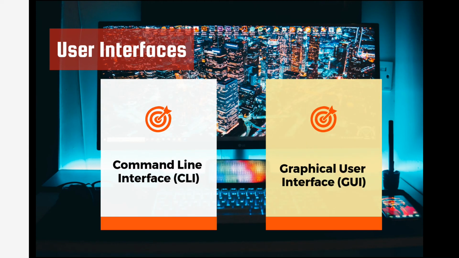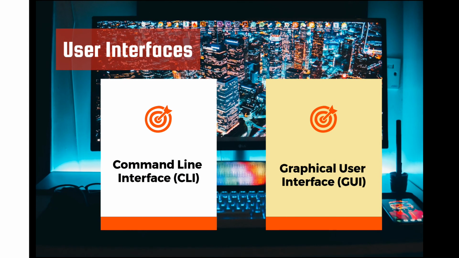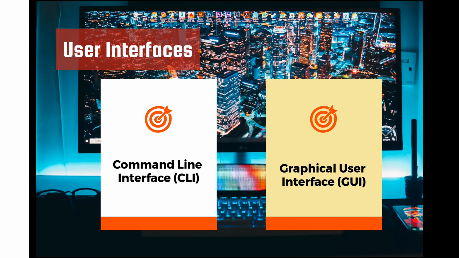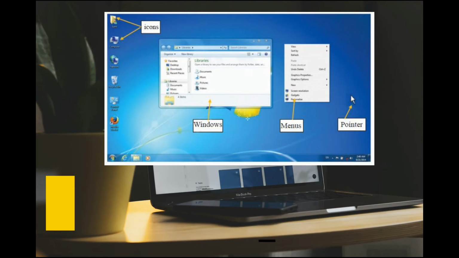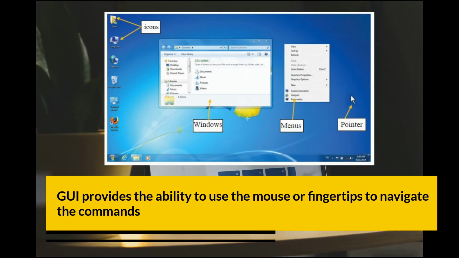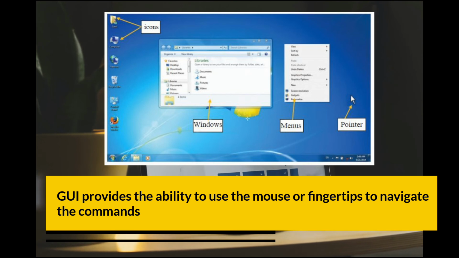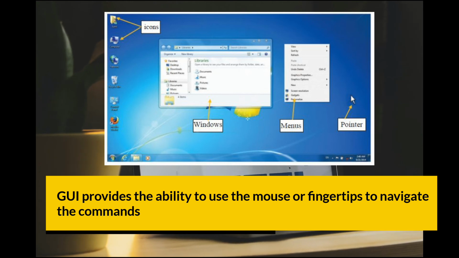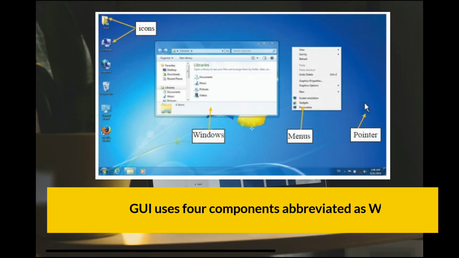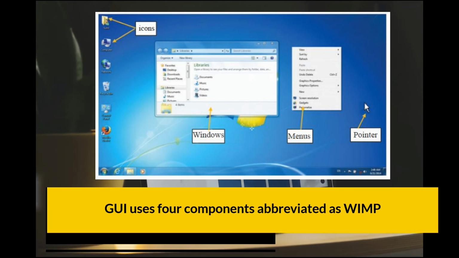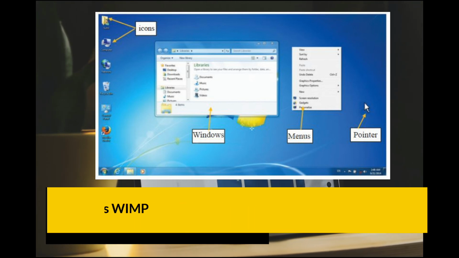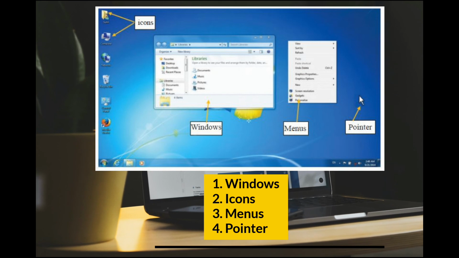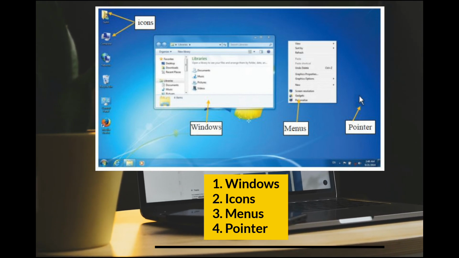The second user interface is graphical user interface. You can also call it as GUI. As you can see in the picture, GUI provides the ability to use the mouse or fingertips to navigate the commands. GUI uses 4 components abbreviated as WIMP. The abbreviation WIMP stands for Windows, Icons, Menus, and Pointers.